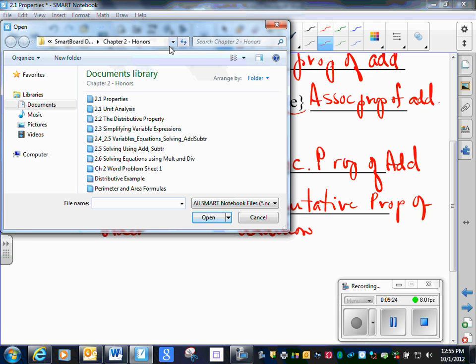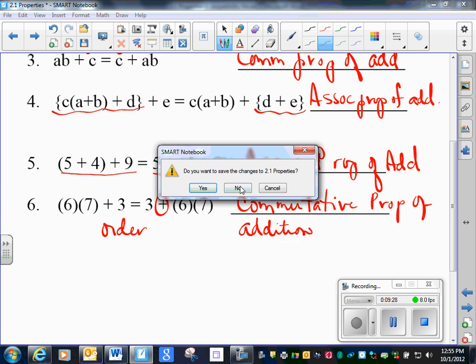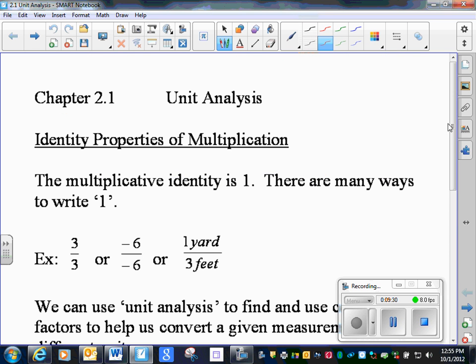Let's see. I need unit analysis. And here we go. So we're going to do a lot of unit analysis. You're going to do this in science. I think you're working on conversions in science right now. So this is kind of neat that Mr. Rock and I are doing this around the same time.